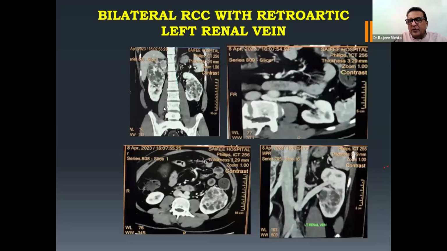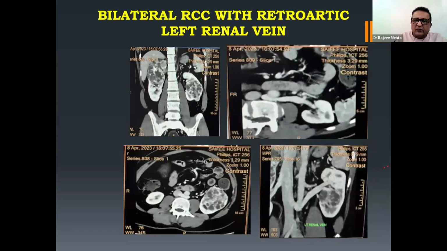The left renal vein, you can see over here. Look at the course of the renal vein. It is running behind the aorta and draining into the IVC. In a coronal reconstruction image, you can see that this renal vein is going behind the aorta and entering the IVC. This is a retro-aortic course of the renal vein.